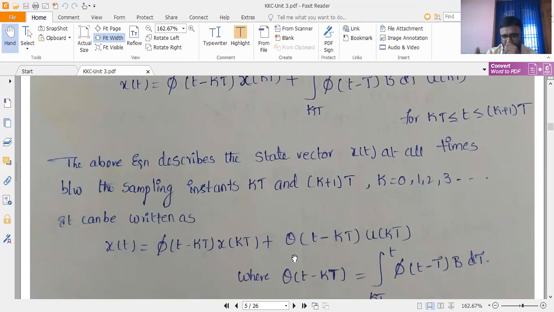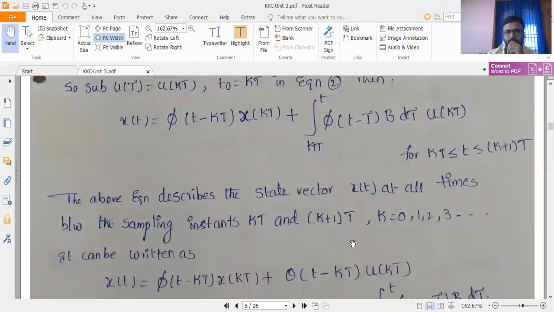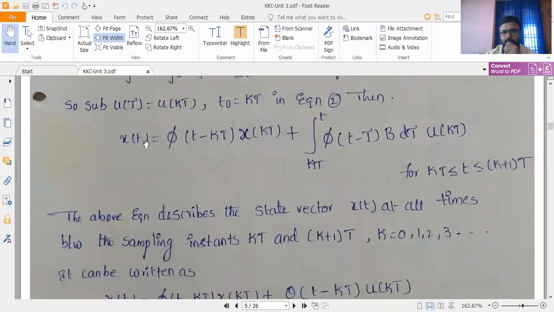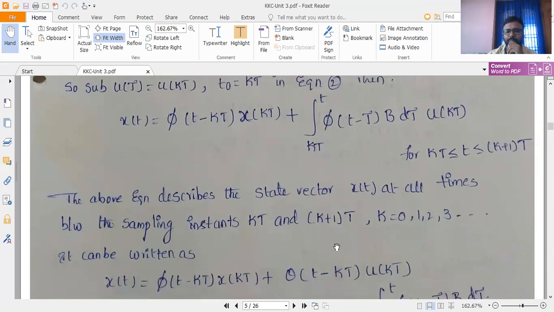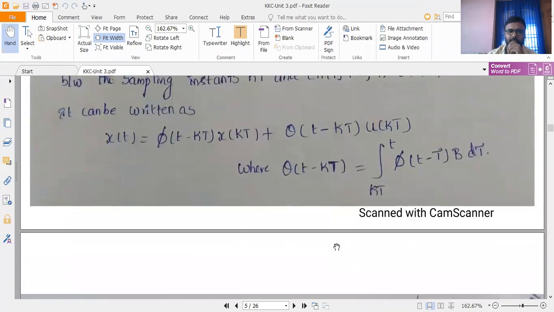For the next topics, this particular equation is used for consideration, not the previous one. Only this equation is going to be considered in the later topics also, so just concentrate on this equation. The integral from kT to t of phi of t minus tau into B d tau is rewritten as theta of t minus kT, multiplied by u of kT.